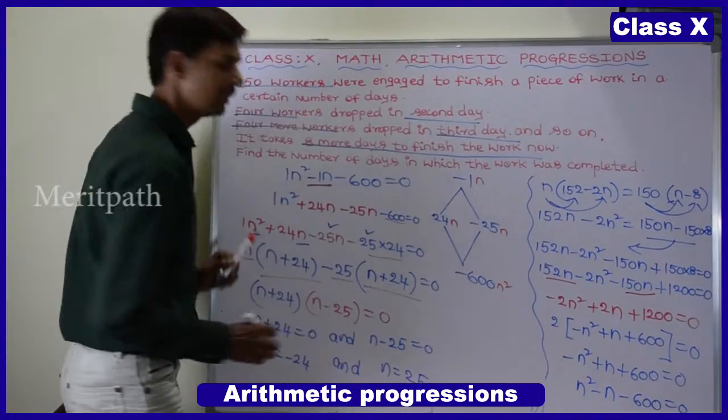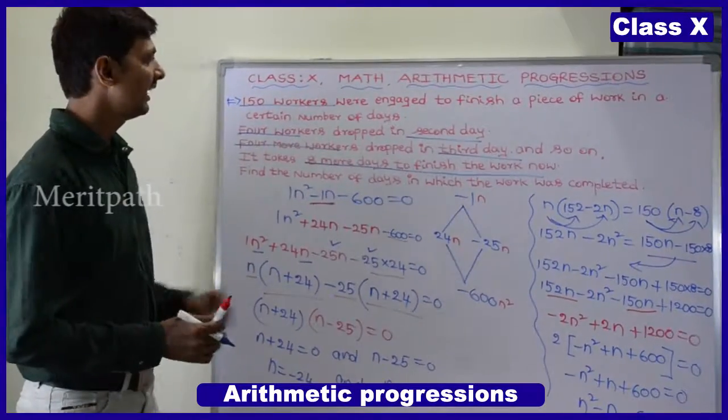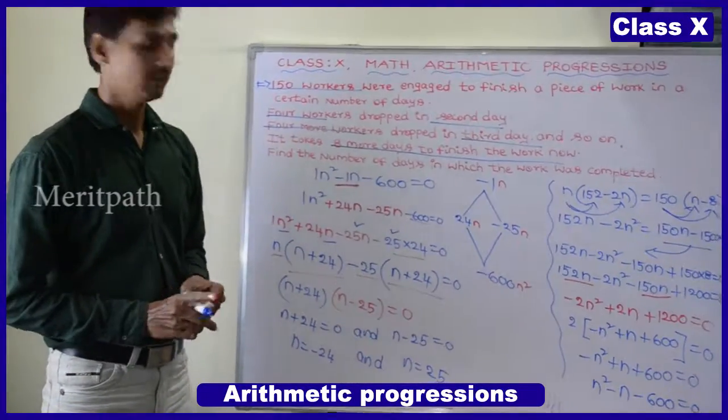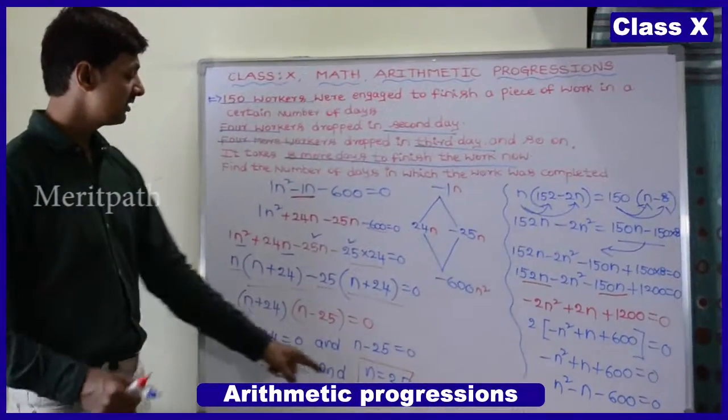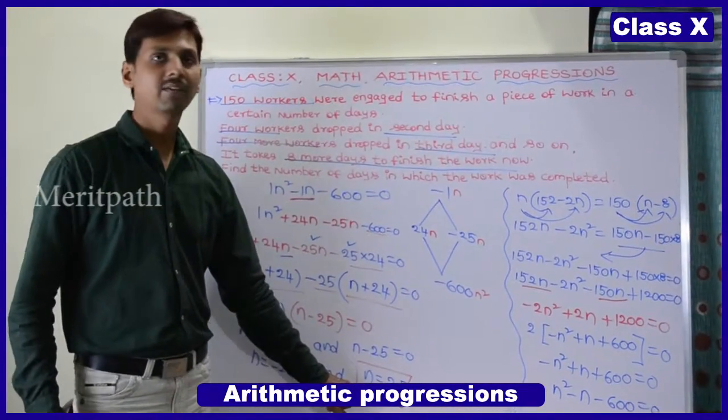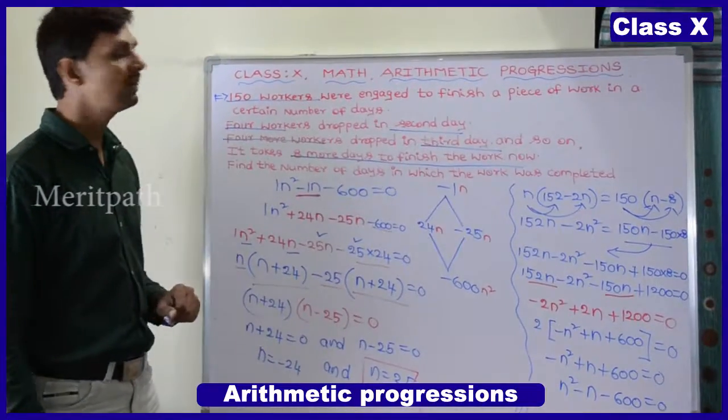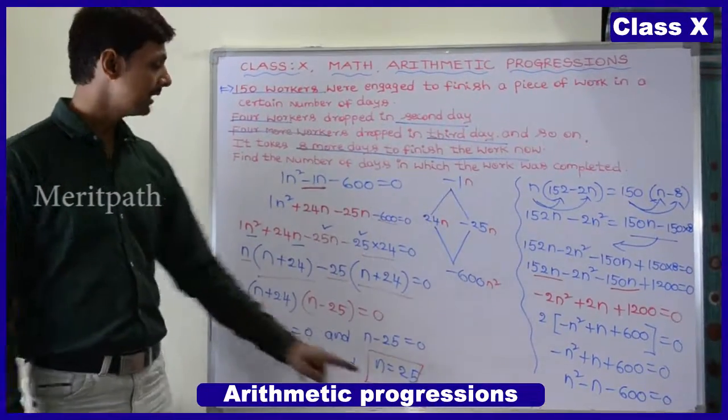We know that the negative value of days will not be taken. So the positive value will be considered. So the positive value of n is 25. So the number of days to complete that work at that time is 25.